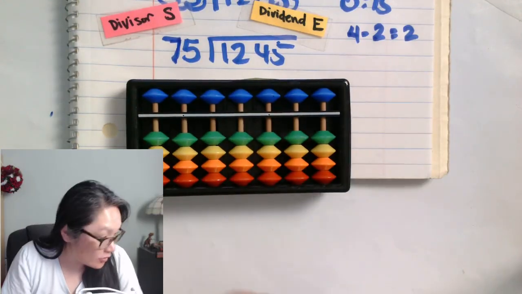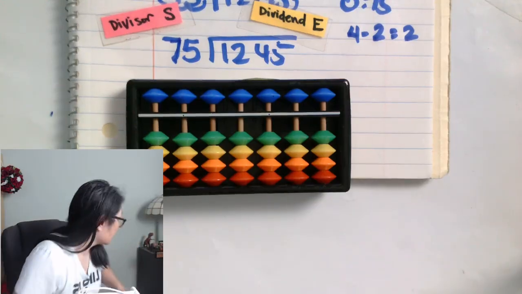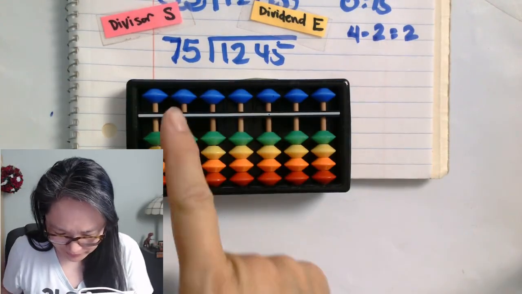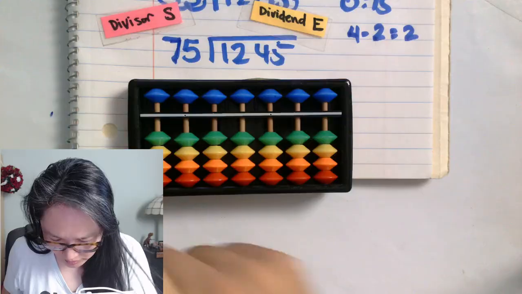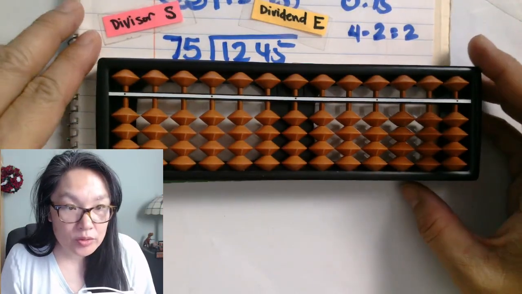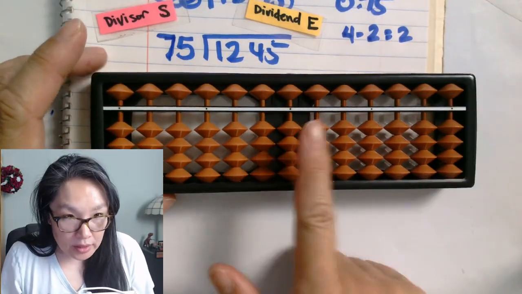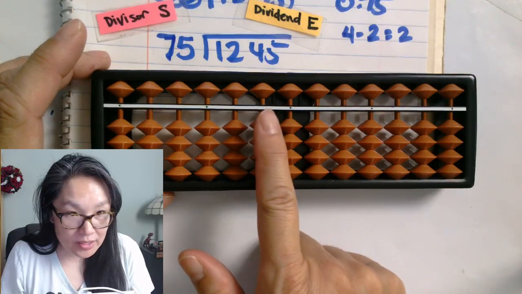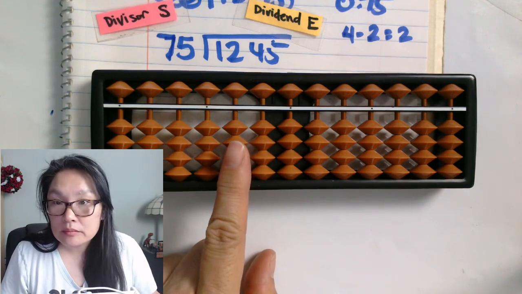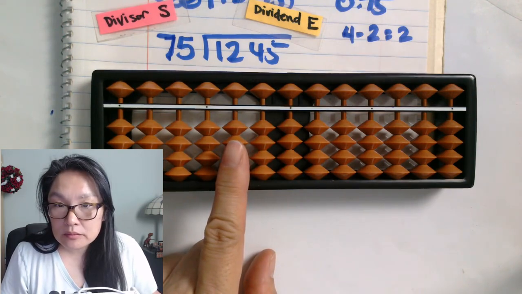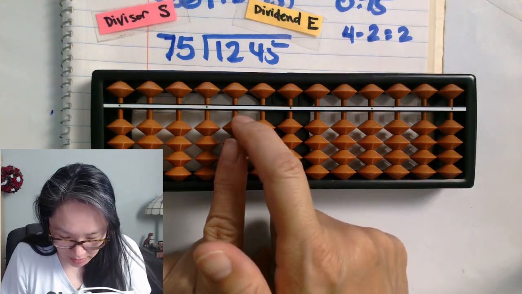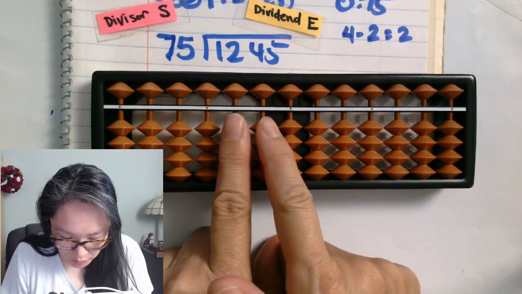I don't have enough. I have to use my other abacus. That's the one thing about that. It's just a little bit too small. Okay, so 1, 2. This is where my answer is going to be. My answer is here, and my dividend will sit here.